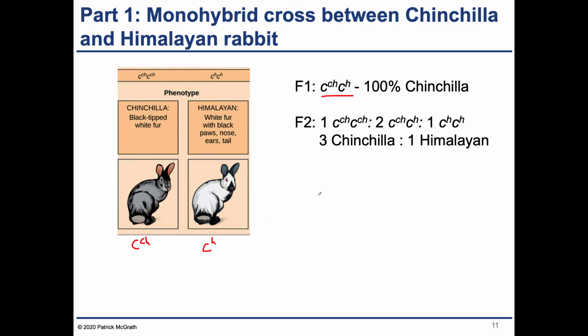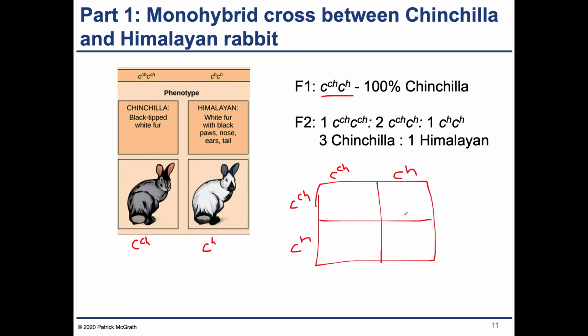So now we have to do a Punnett square. And in the Punnett square, we now have these possibilities. We can fill this all out.